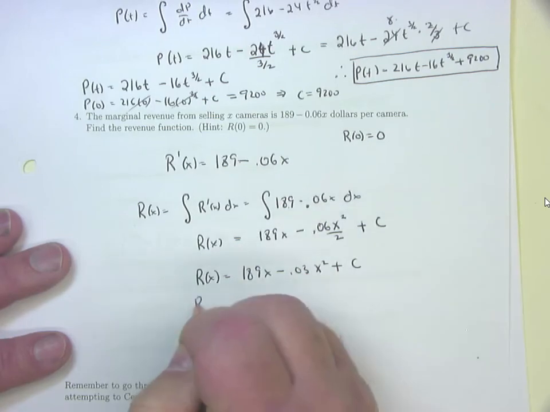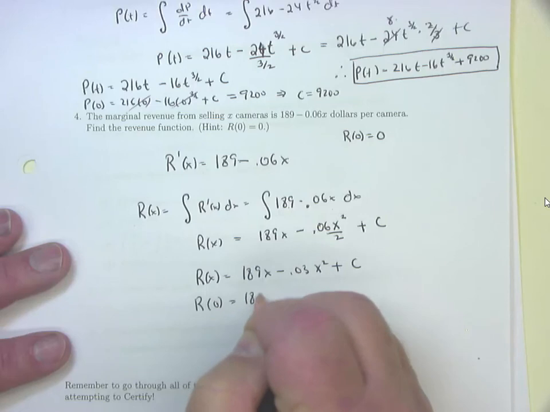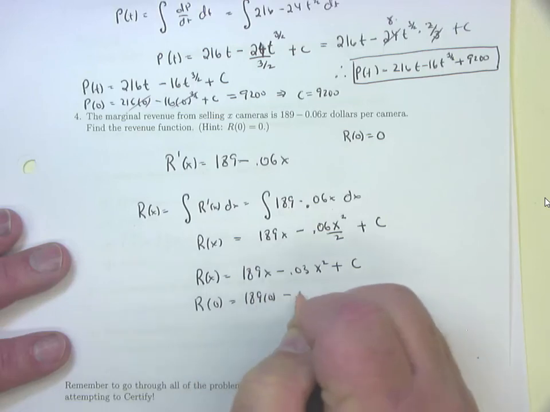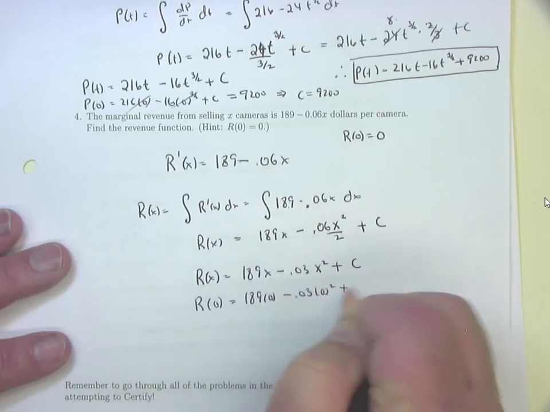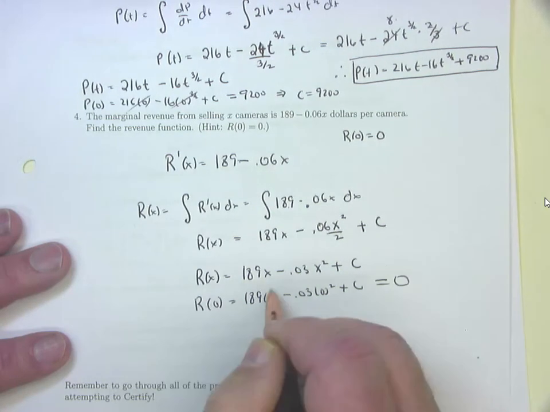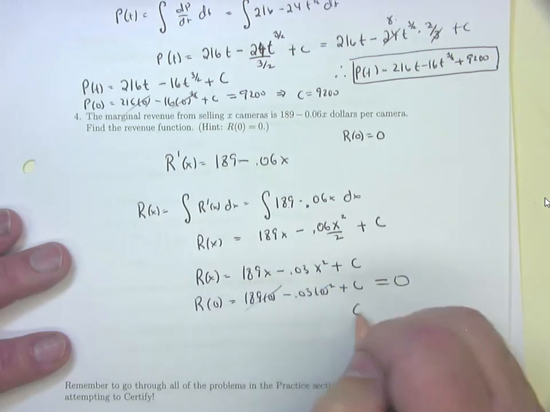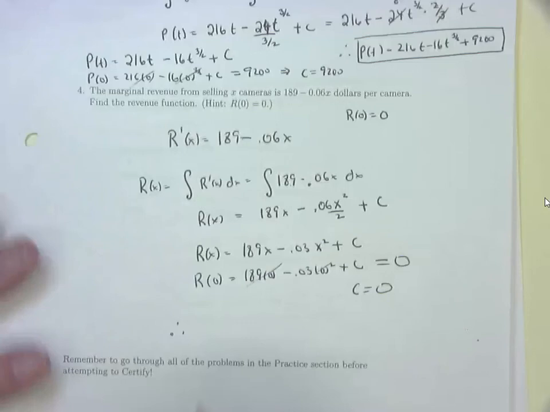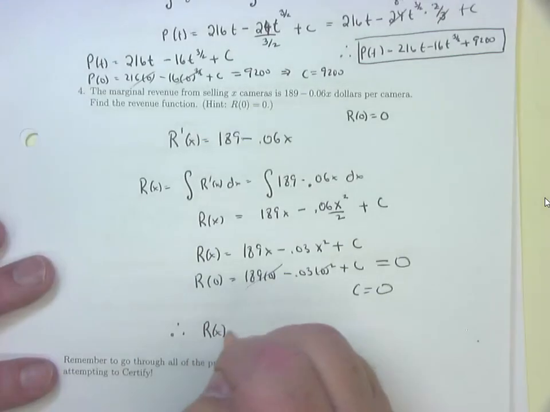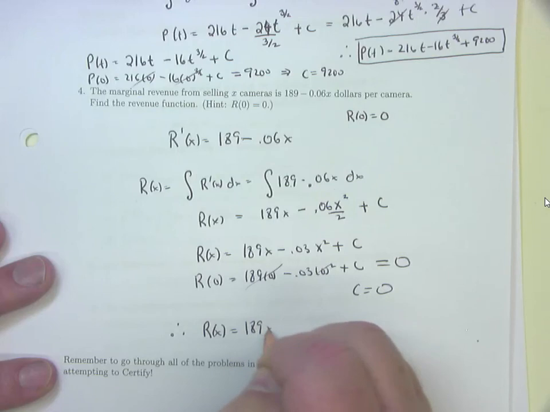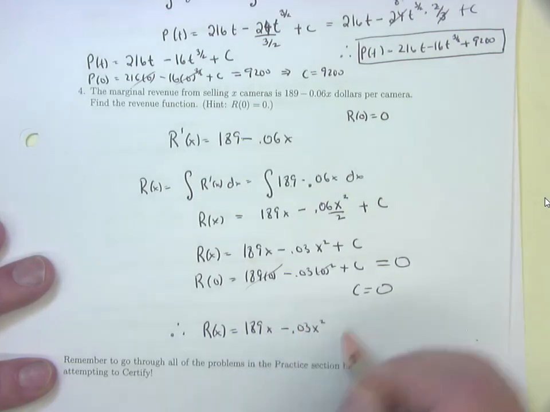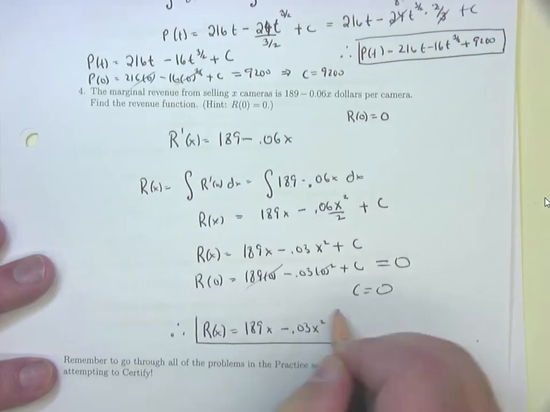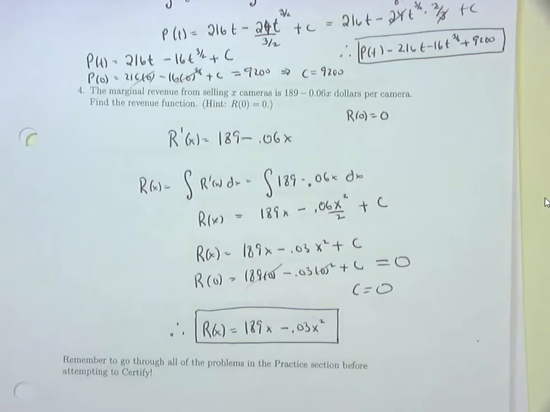And since R of 0 equals 189 times 0 minus 0.03 times 0 squared plus c, and that's equal to 0, that's 0 and that's 0, so c equals 0, means my revenue equation, R of x, is going to be 189 times x minus 0.03x squared, and the plus c was actually 0. There is my revenue equation.